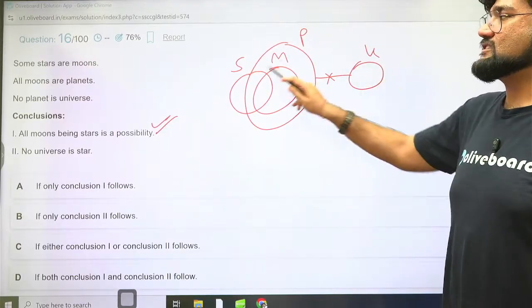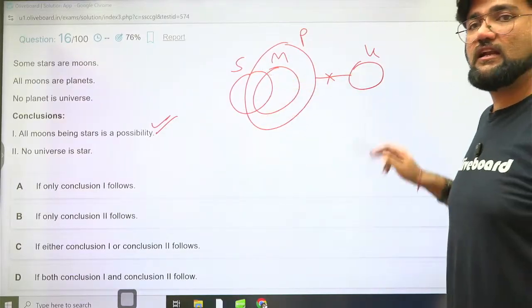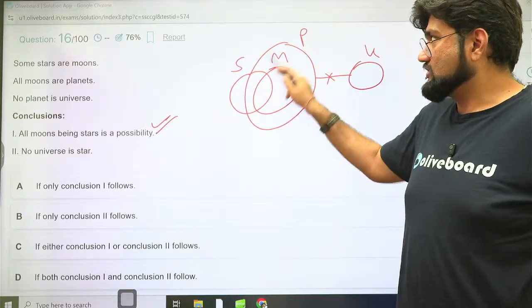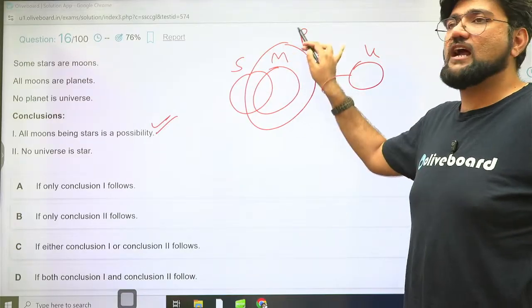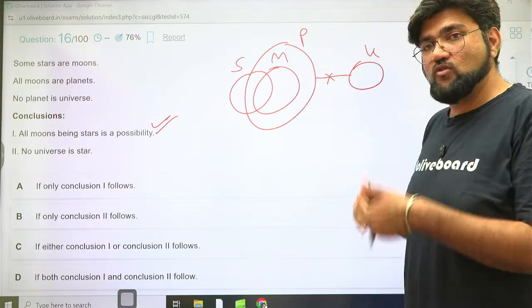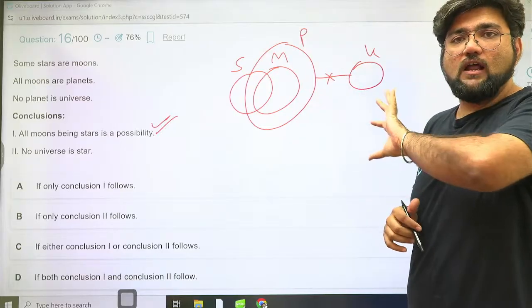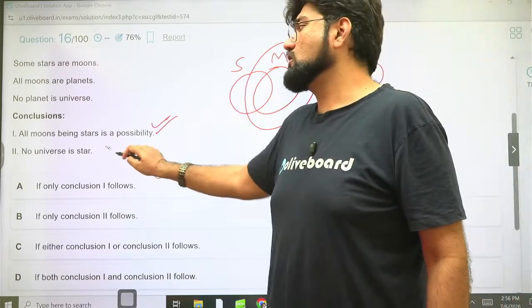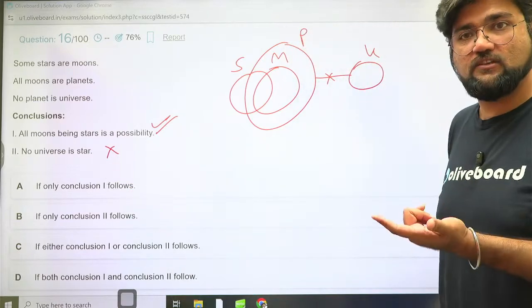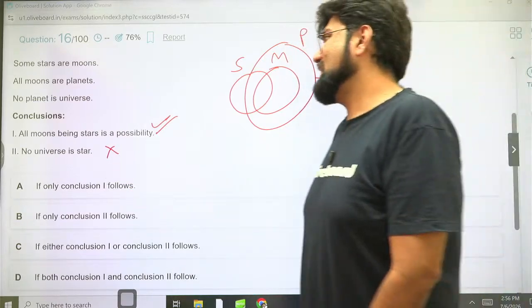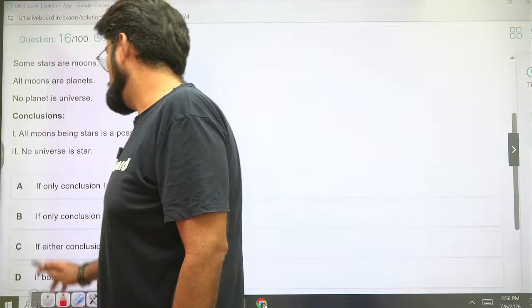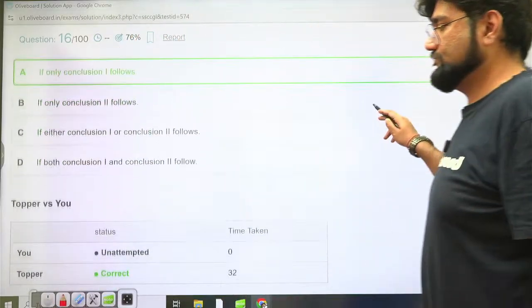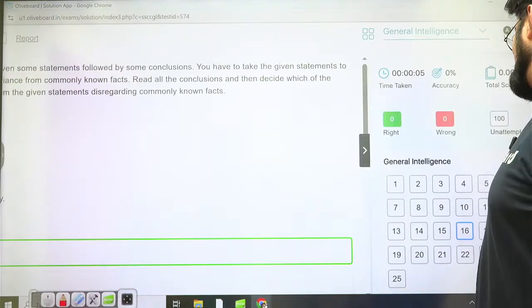See, universe and star. Star and universe are related in the some-not case. How? Some stars are restricted to be in universe. So some stars are not universe. And if you have a some-not relation between two elements, all other definite conclusions between them will be false. No universe is star is not true. Under a possibility it is true, but otherwise it is not. Hence, option A, only conclusion 1 follows, is right. 32 seconds. Next.